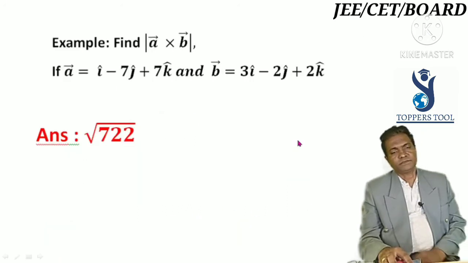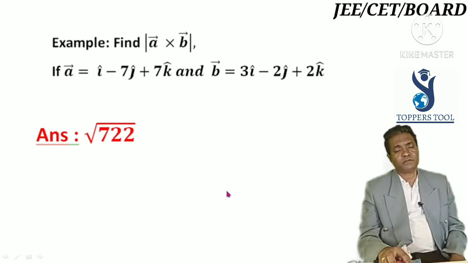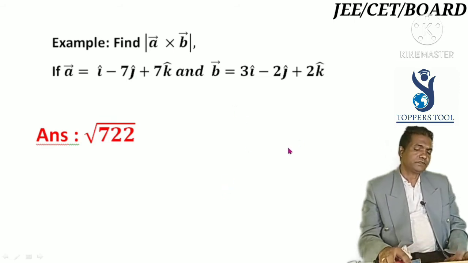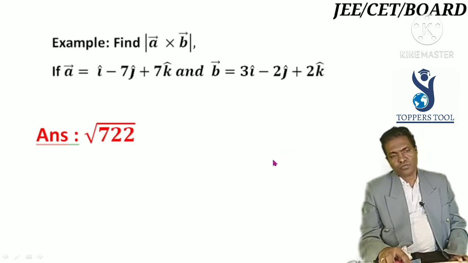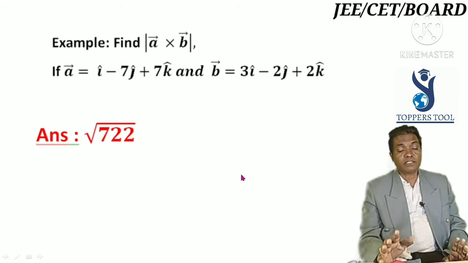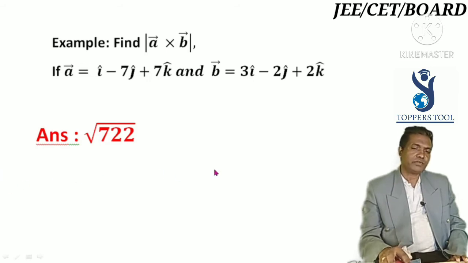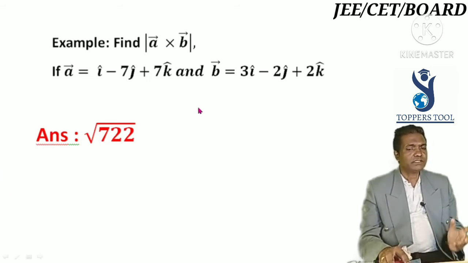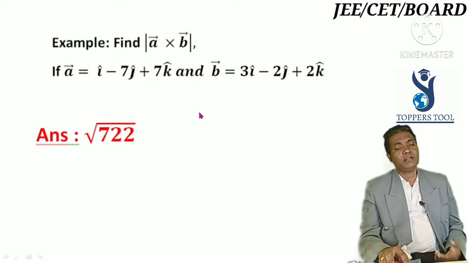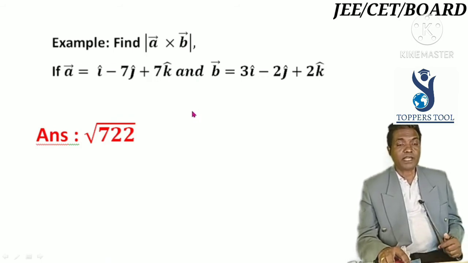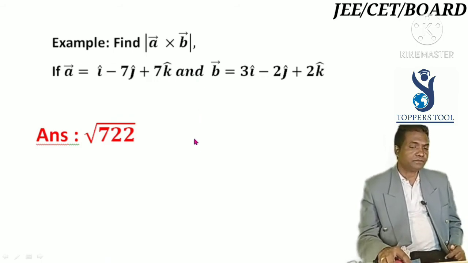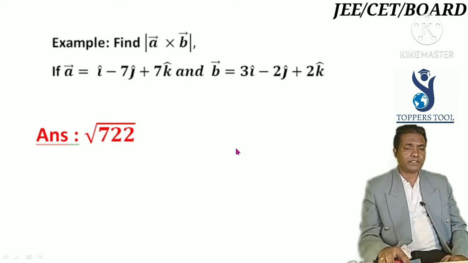Here is one more example for your understanding. Please take a screenshot of this and work it out. The answer is square root of 722. So here you will come to know how the cross product of two vectors can be found and how the magnitude can be found, because we use the same thing in finding the area of a triangle and the area of a parallelogram. We'll study the next part.